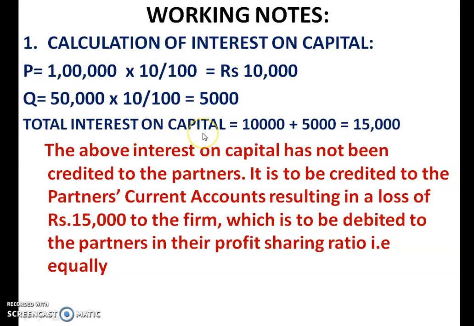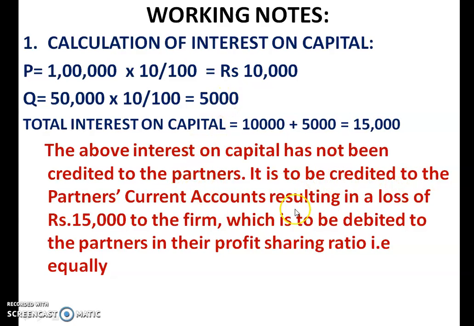Total interest on capital, how much is it? For P it is 10,000 and for Q it is 5,000. So interest on capital in total is 15,000. Now what is mentioned here? Just listen carefully. The above interest on capital has not been credited to the partners. See children, this is the amount which should be credited to the partners. This will be credited to the partners' capital accounts, but it was not done.